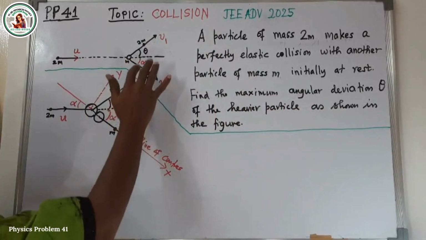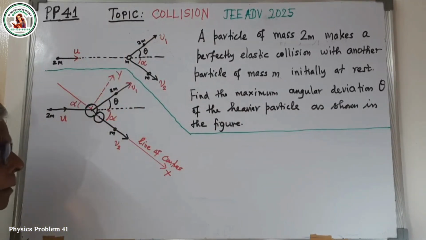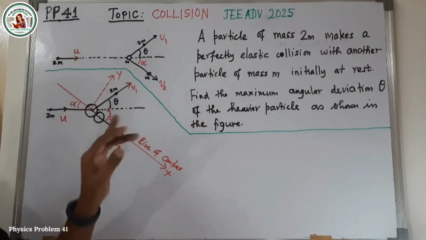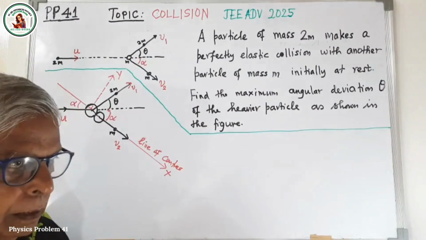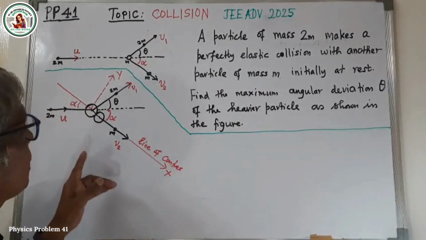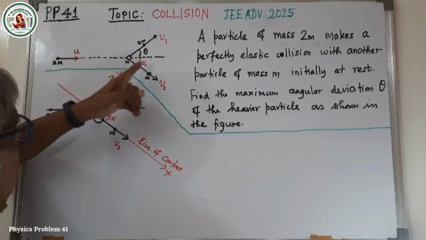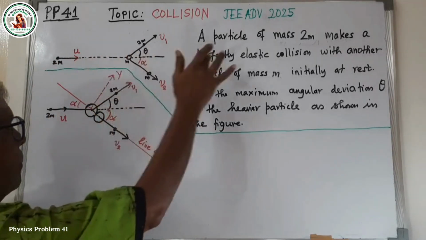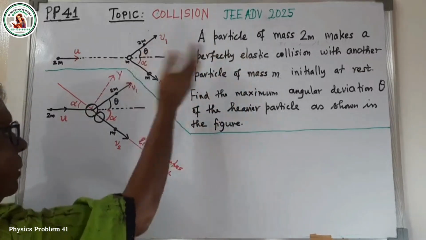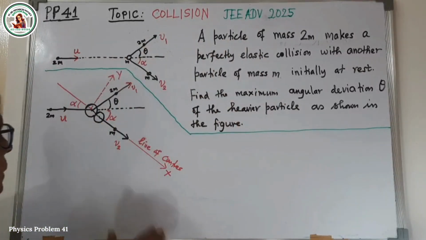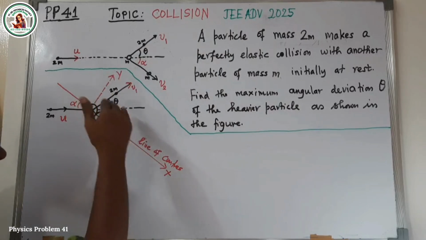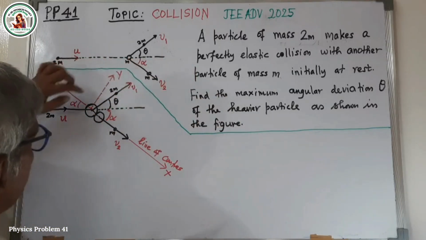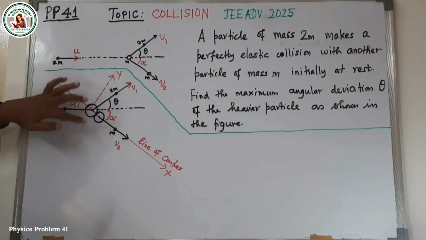Maximum angular deviation. Now, in this type of question, first, if the line of centers at the time of collision is the same as the original direction of motion of the moving particle, then both particles will move in the same straight line only, forward or backward. Whereas when there is some deviation, this is not the line of centers. So I have redrawn the diagram below.